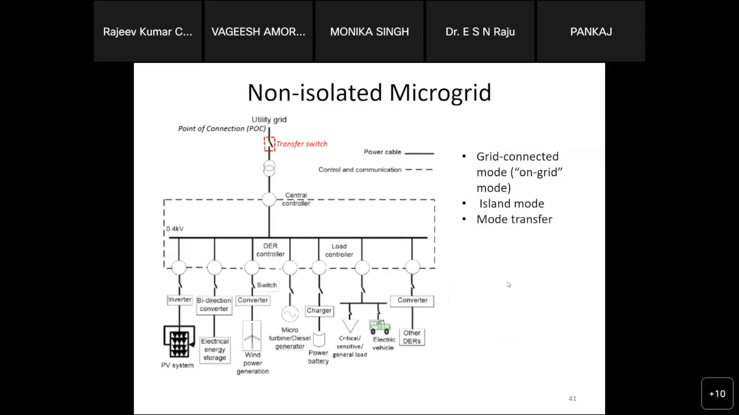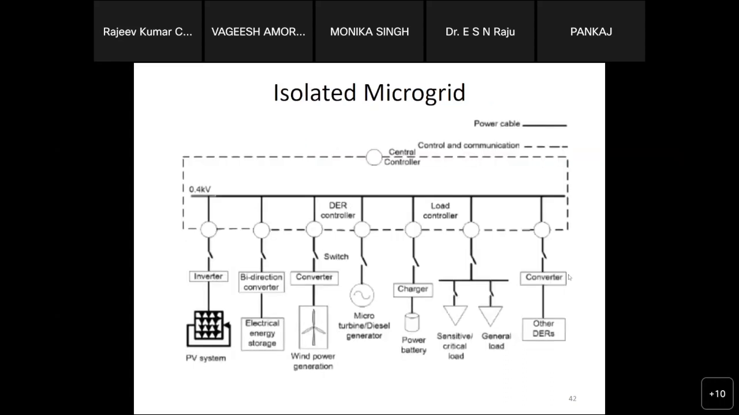So the main difference is that in the non-isolated case we have access to the distribution power grid, the main grid, so we will have the connection to the main grid. Here in the isolated case we don't have access to the main grid, so we don't have any point of connection for the main grid.